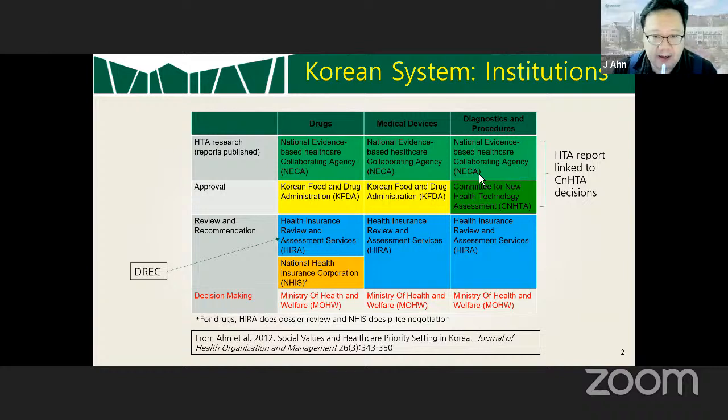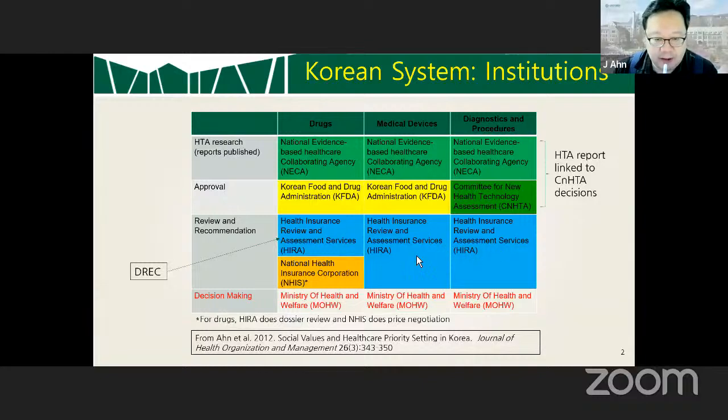There is NECA, which is a research agency, and they generate HTA reports. And we have the regulatory agency, which used to be called KFDA, but now it's the Ministry of Food and Drug Safety. We also have the committee deciding which diagnostics and procedures are to be introduced into Korean medicine, called the Committee for New Health Technology Assessment.